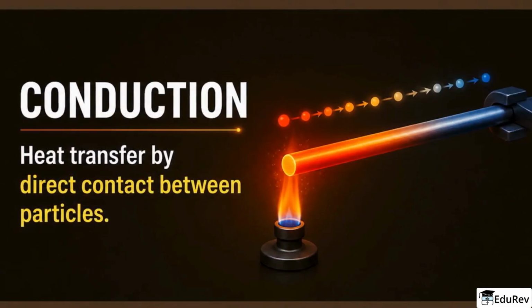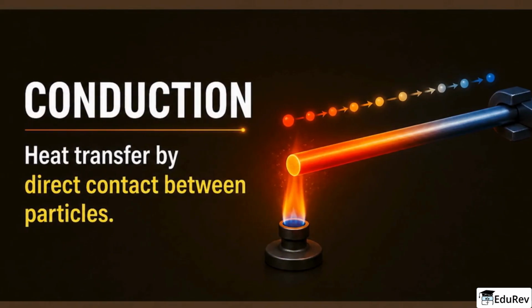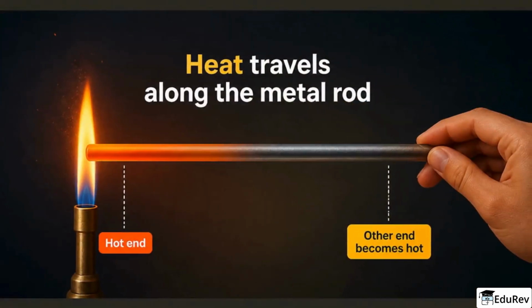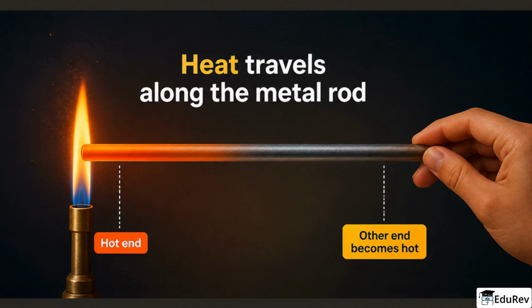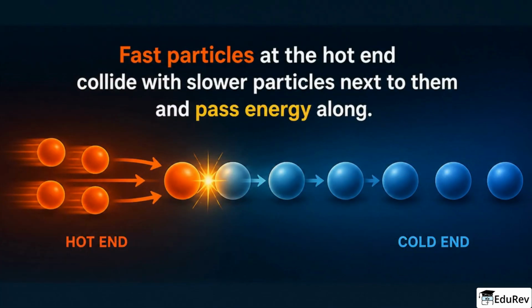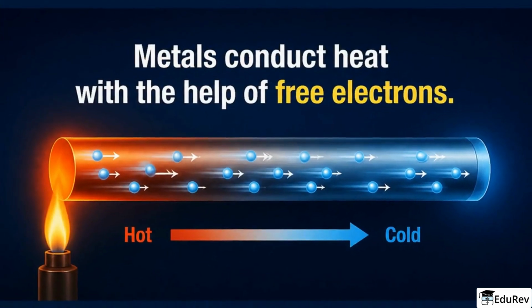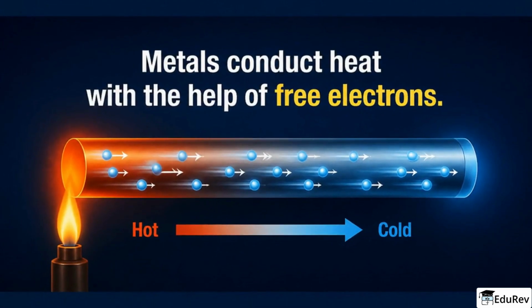Let us start with conduction, the transfer of heat by direct contact between particles. Think of a metal rod with one end in flame. After a while, the other end becomes hot. This happens because fast-moving particles at the hot end collide with slower particles next to them and pass energy along. Metals are especially good at conduction because free electrons carry energy quickly through the metal.